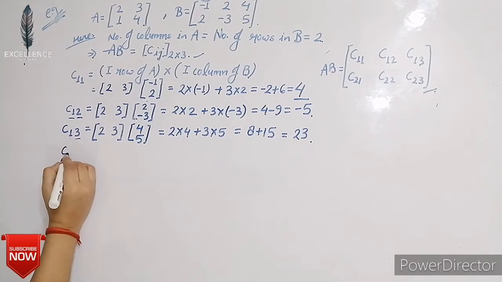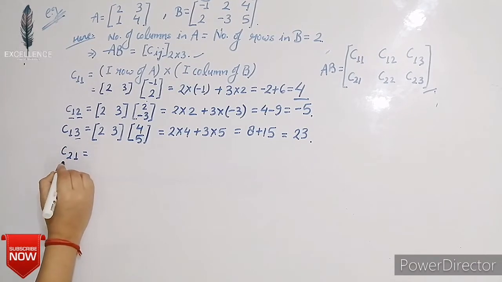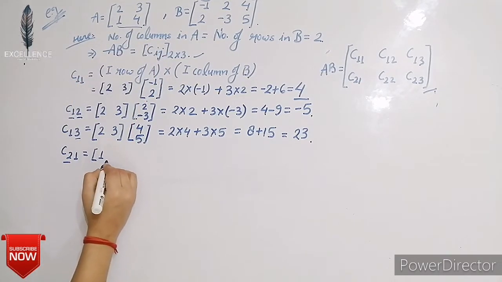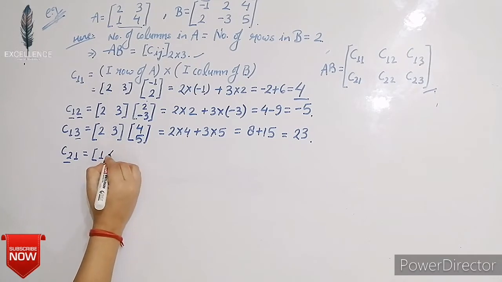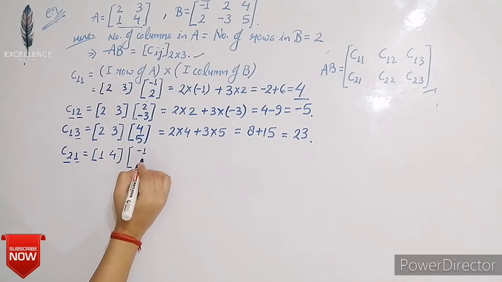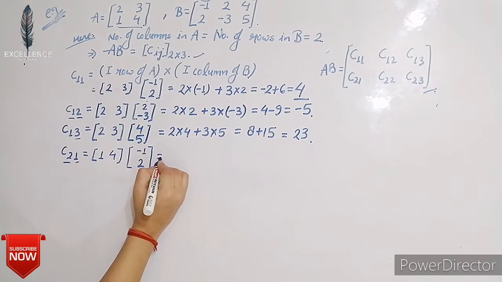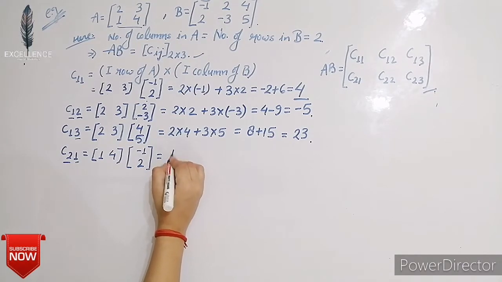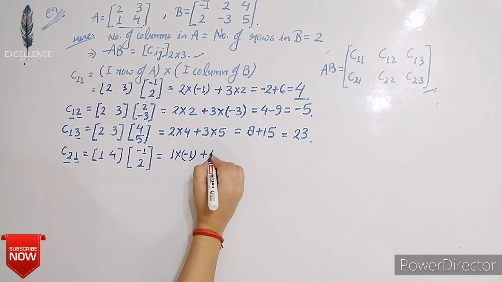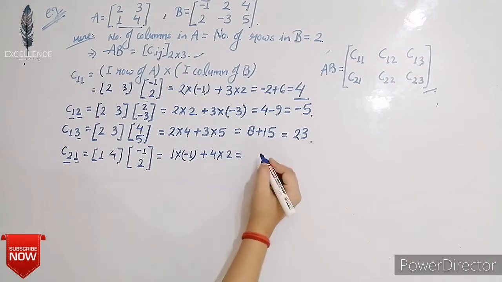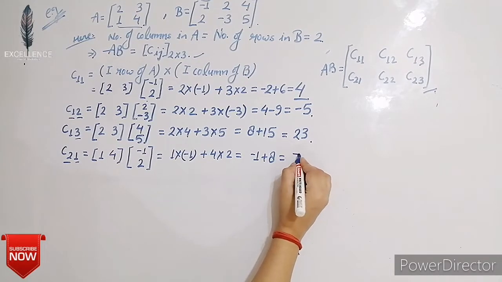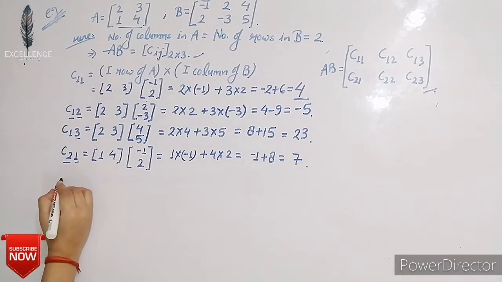Next, second row. So C21 is equal to the second row of A, that is 1, 4, and the first column of B, that is -1, 2. On multiplying we have 1 into -1 plus 4 into 2, which is equal to -1 plus 8, that is equal to 7.